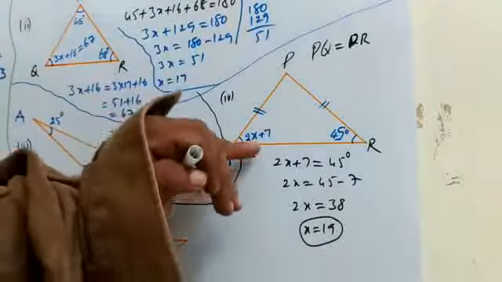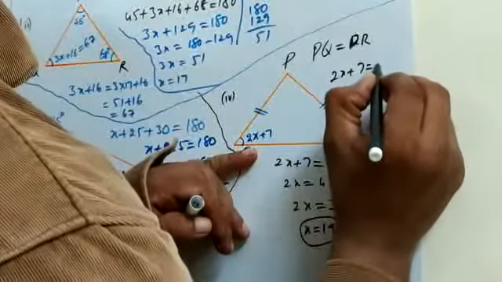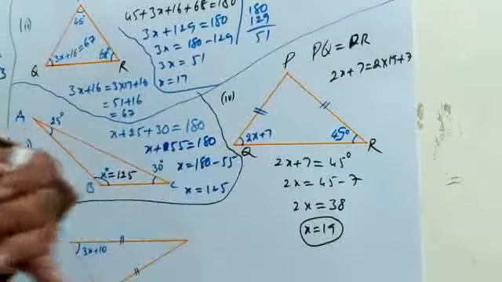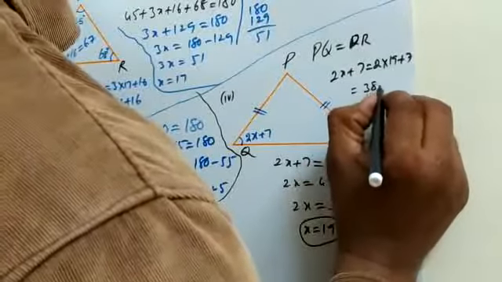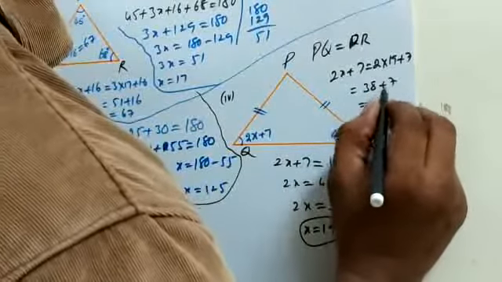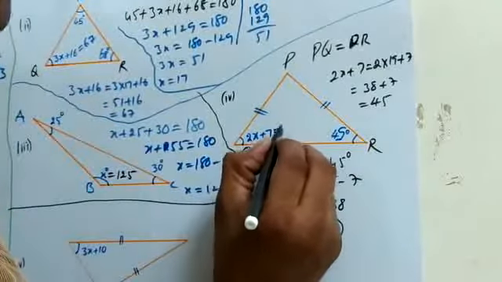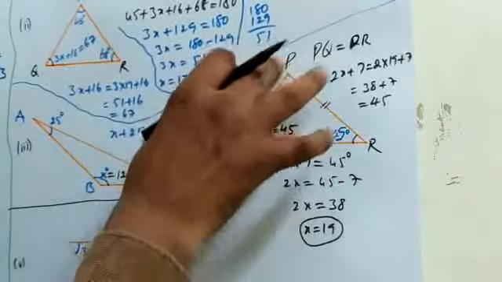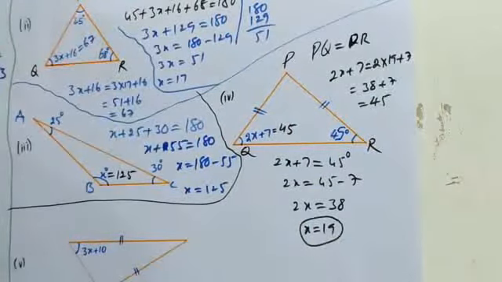Therefore, 2x plus 7 is equal to 2 into 19 plus 7, that is 38 plus 7, which means 45. So here is 45 degrees, here is 45 degrees. Two sides are equal, two angles are equal.